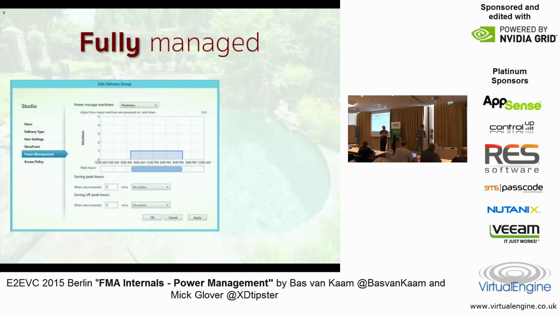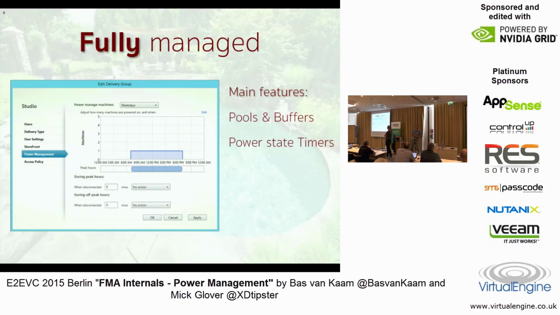If we look at fully manageable machines, we basically have 3 main features which we can apply or use to power manage our machines, which are pools, buffers, and something called power state timers. Now, a pool is nothing more than a configurable amount of machines within a pool which are unallocated at first, but are pre-booted. So when a user logs in, the whole experience of getting a machine assigned will be fast because they're pre-booted. Now, a buffer is nothing more than sort of a subset of a main pool, which also holds a configurable amount of machines, but they're still in a shutdown state.